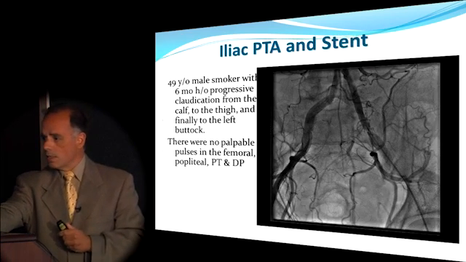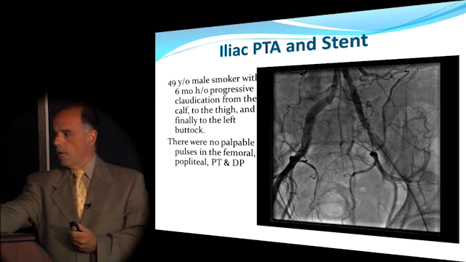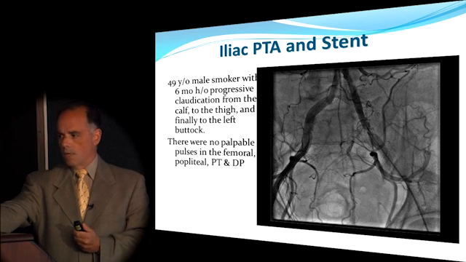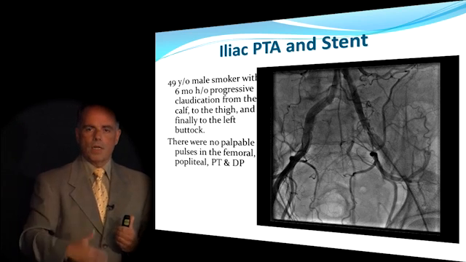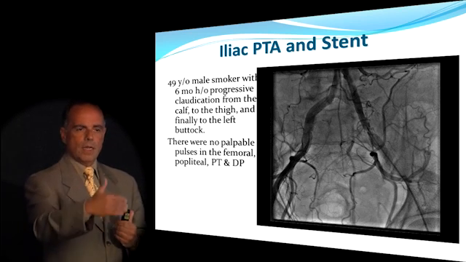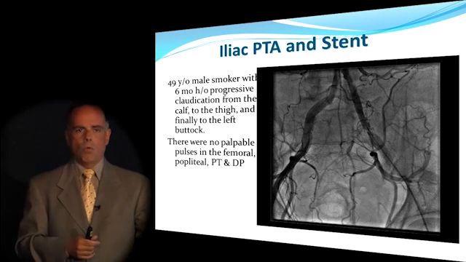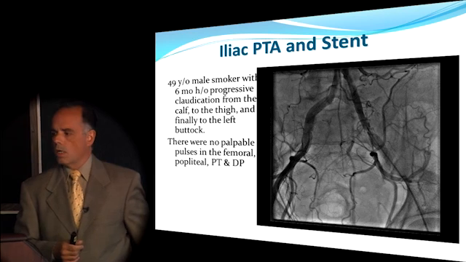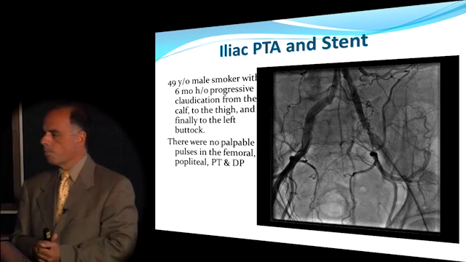And this is an example of a leg artery treatment that we did. This is a 49-year-old guy with a 6-month history of progressive claudication, meaning, like we said, he kept on walking and getting pain in his leg, and kept on walking and getting pain in his leg. It originally started at the calf, and he kept on walking. It went to the thigh. He kept on walking, and he started feeling the pain in the back of his butt on the left side.